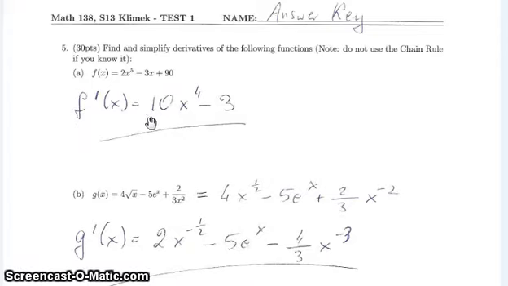So the derivative is 10x to the fourth minus 3. You bring the 5 down, combines with the 2, and then the derivative of 3x is 3. The derivative of 90 is 0.